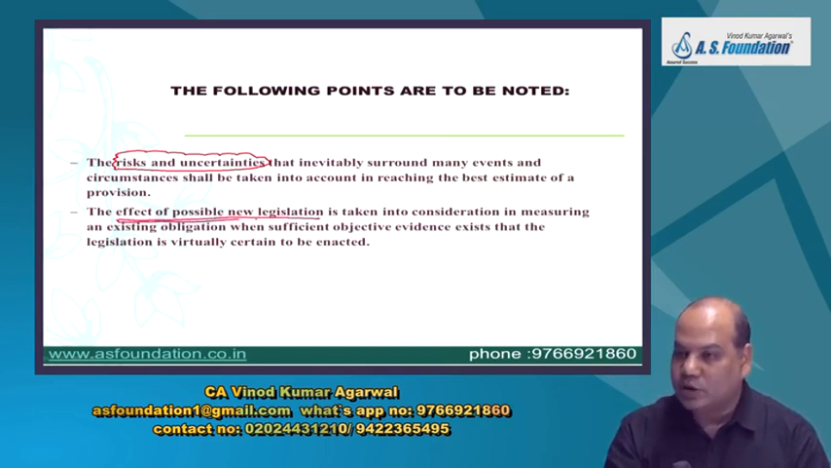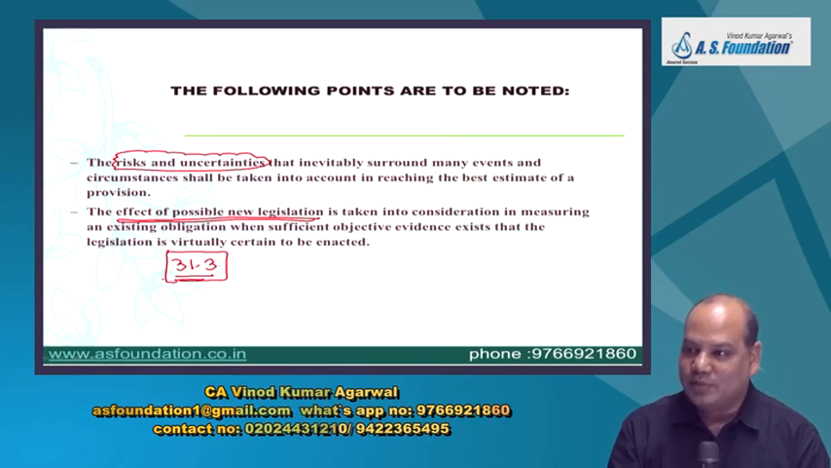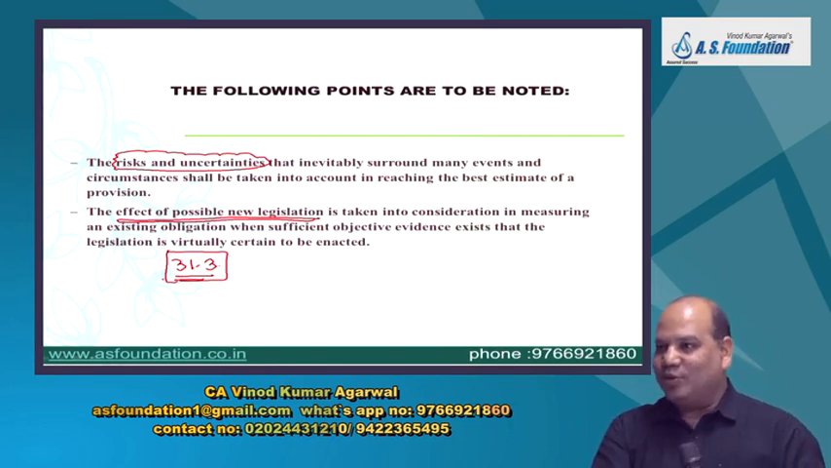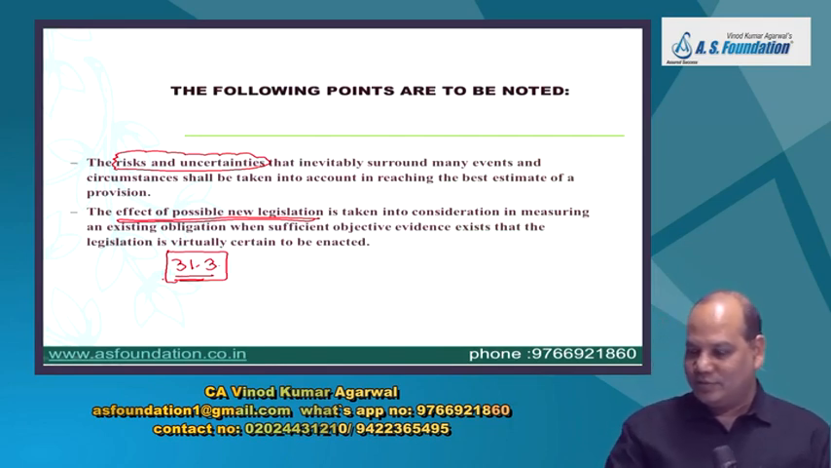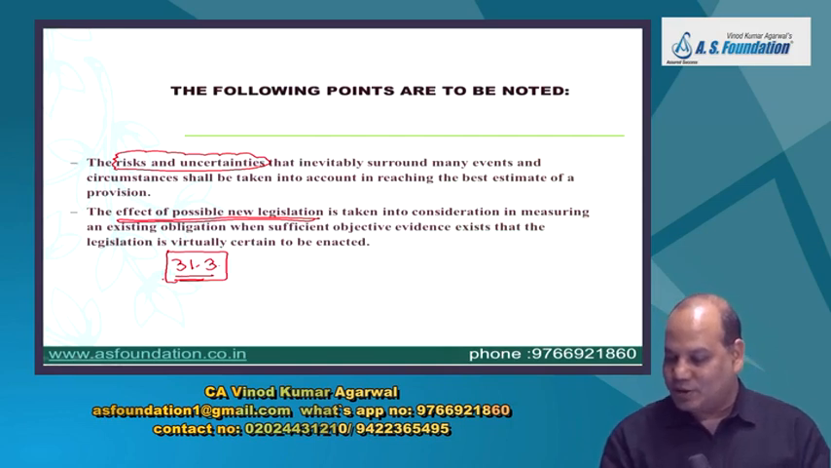Effect of a possible new legislation. Okay, your year ending date is 31st March. There is a bill which is right now introduced in Lok Sabha. Government has majority in both the house of the parliament, Lok Sabha, Rajya Sabha. President is their own person only. Is it right? So what is the possibility that this bill will be passed? High probability. If you have majority in both the house, it's virtual certainty.